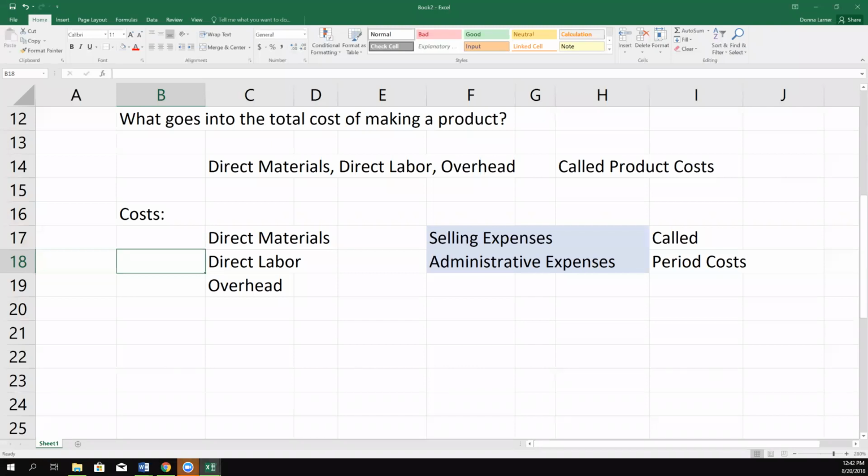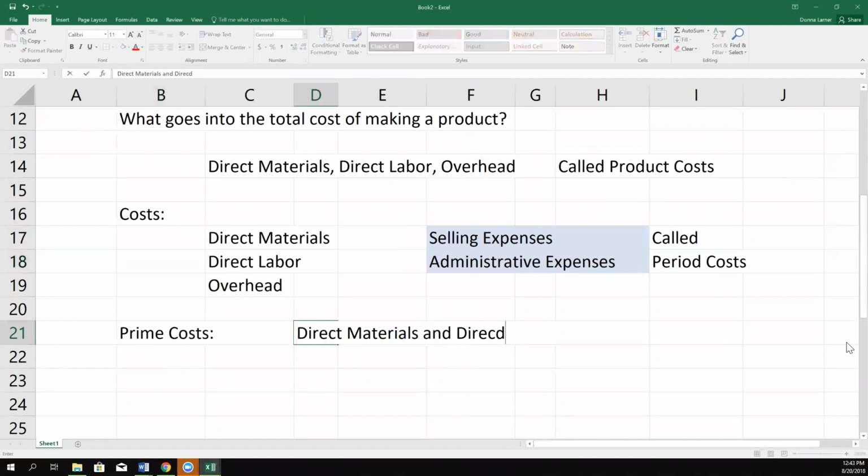Okay, let's continue with our discussion of the costs, particularly of the product costs. So I'm going to focus right here for a few minutes. A couple more terminology items that we're going to talk about. There's something called prime costs. It's just a big fancy name for direct materials and direct labor. The cost of making the product in terms of materials and labor are called prime costs. So if you added those two together, that would be the total prime cost.